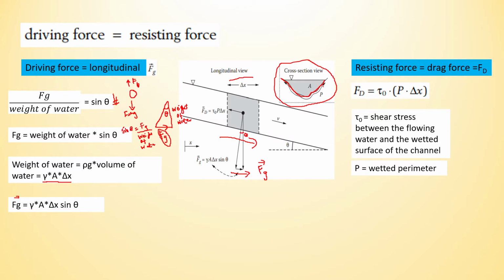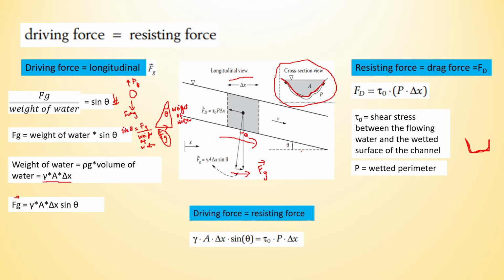For example, if you have this kind of open channel, this is the wetted perimeter, the perimeter yang basah. Then you multiply by the distance the water moves. When driving force is equal to resisting force, you have uniform flow. So you combine these two equations.